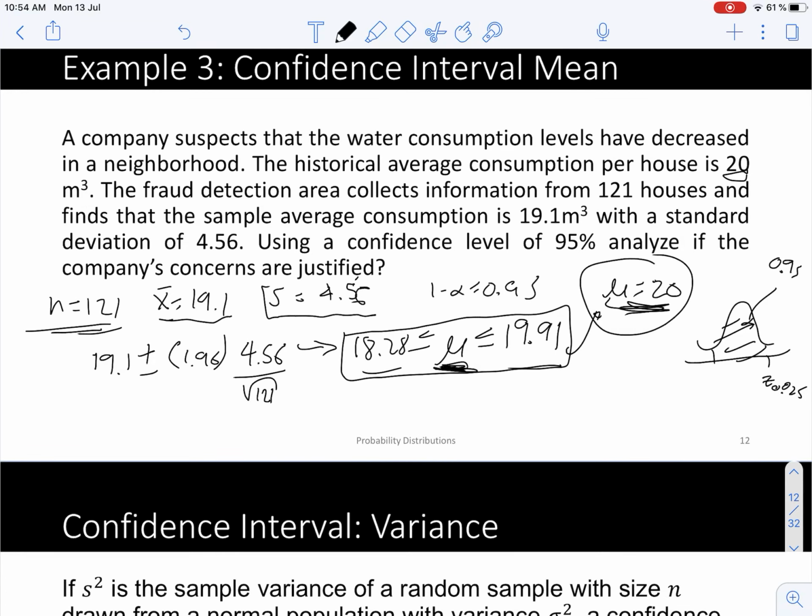And that means that the consumption right now is below that value. It's below the 20 cubic meters. Therefore, there is a high chance that there is some fraud right now, because the parameter most likely has decreased according to our confidence interval. So there is a high probability that someone committed fraud with the water consumption. Maybe they're using a magnet or I don't know what.